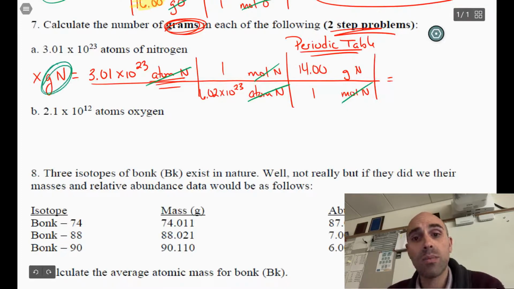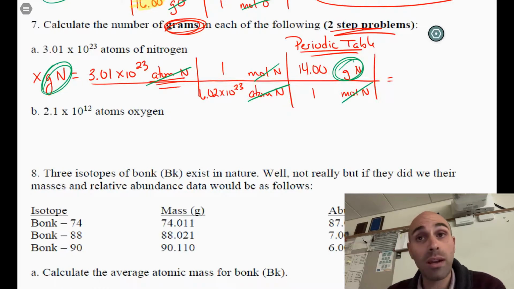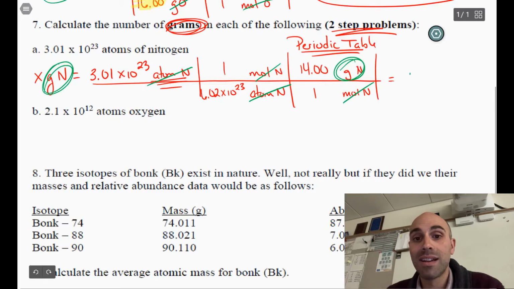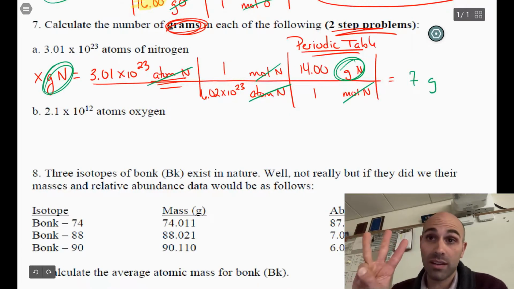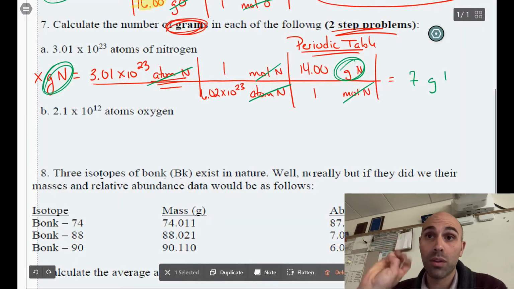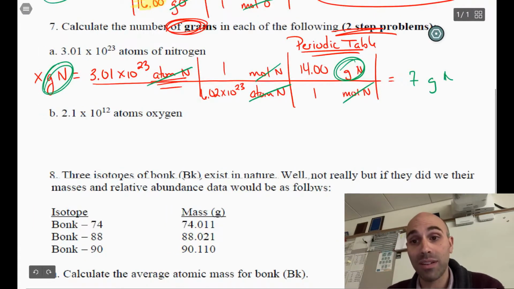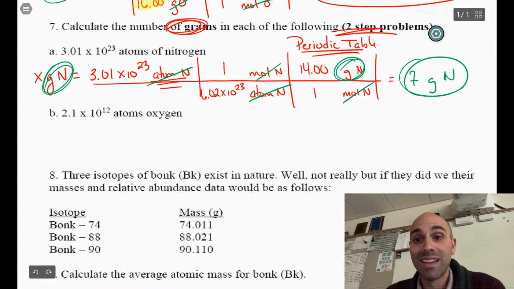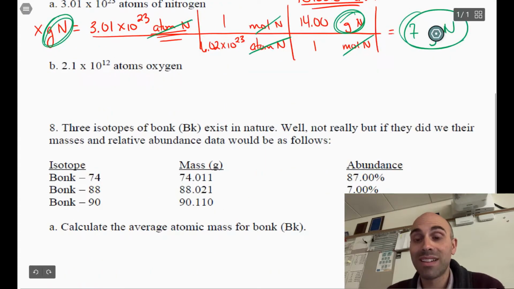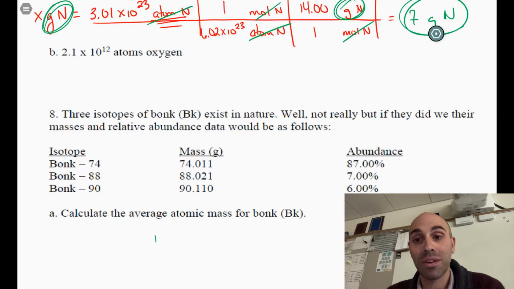Here we're going to take 3.01 times 10 to the 23rd. We're going to multiply that by 14 and then divide that by 6.02 times 10 to the 23rd. We wanted grams. We got grams. That's it. Doing this, make sure you round to 3 sig figs. Count them, 1, 2, 3 sig figs. And Mr. Fabs did not round to 3 sig figs. It should have been 7.00 grams of nitrogen.